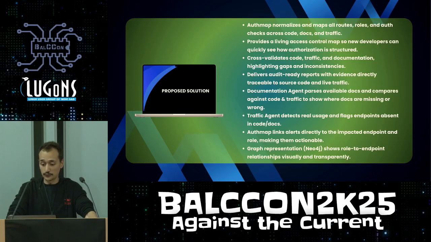AuthMap also delivers audit-ready reports with evidence directly traceable to source code and live traffic. So each and every alert that you're going to get within AuthMap is going to be mapped to either the documentation layer or the source code layer, or the traffic layer. Not maybe, definitely.